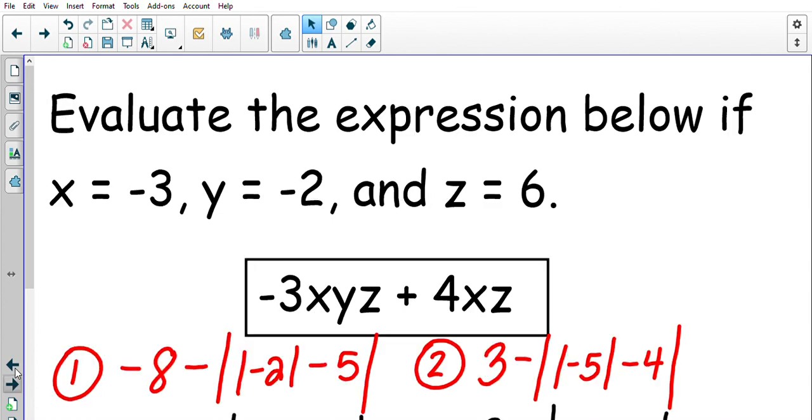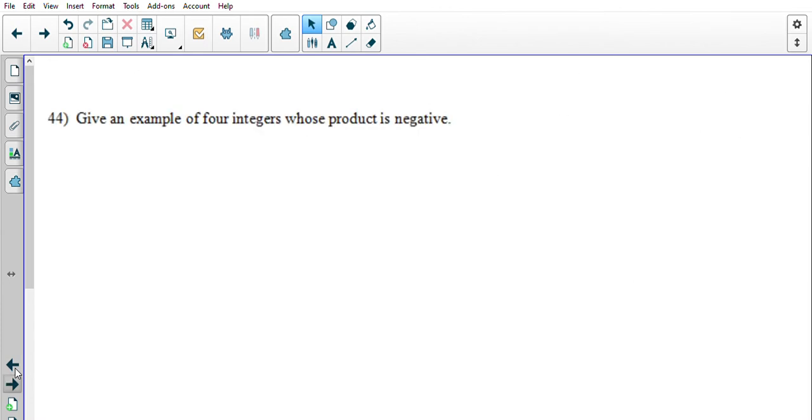All right, I have to skip through some of these slides here. Number 44 asks you to give an example of 4 integers whose product is negative. If these videos weren't so lengthy and you didn't have so much to do on your own, I might make this a discussion question. It's something we would discuss in class and have students share up at the board. But I want you to pause the video, think of an example of 4 integers that when you multiply them, the answer will be negative.